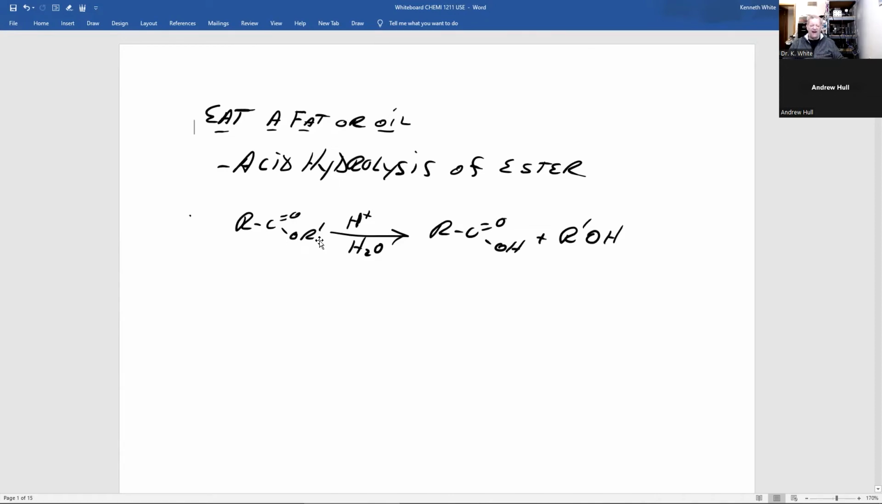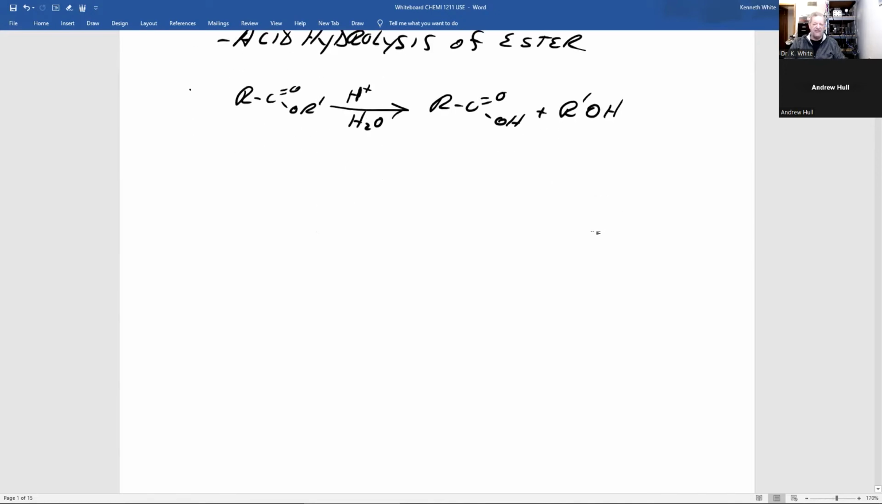And here we have an ester, acid, water. You get back the carboxylic acid plus the alcohol you would have used to make that ester.